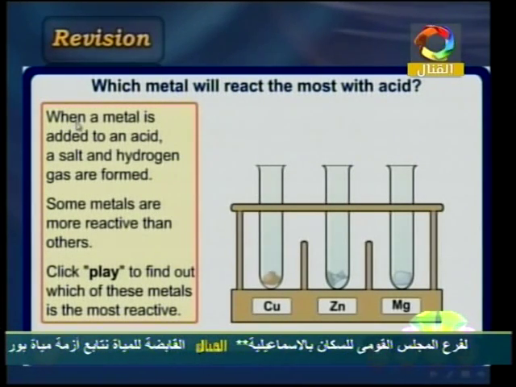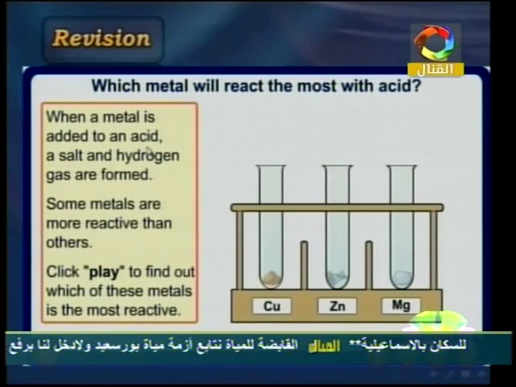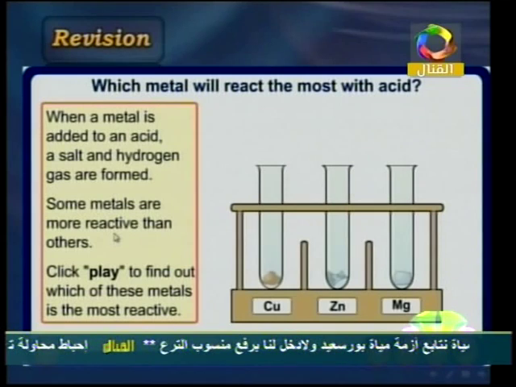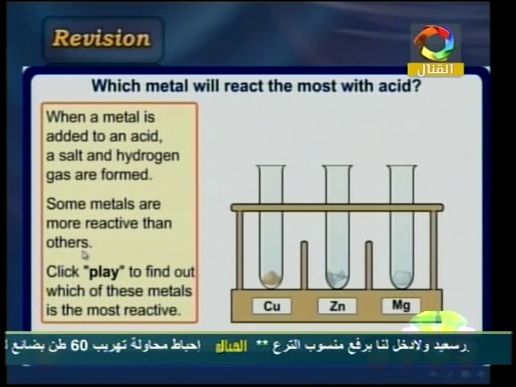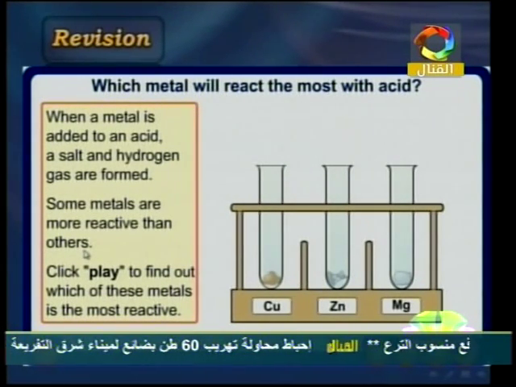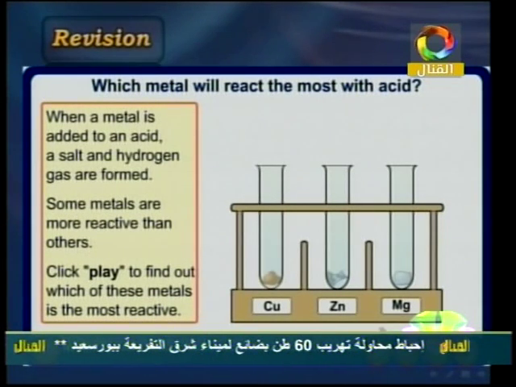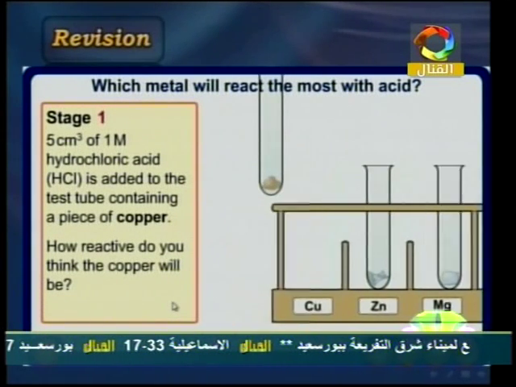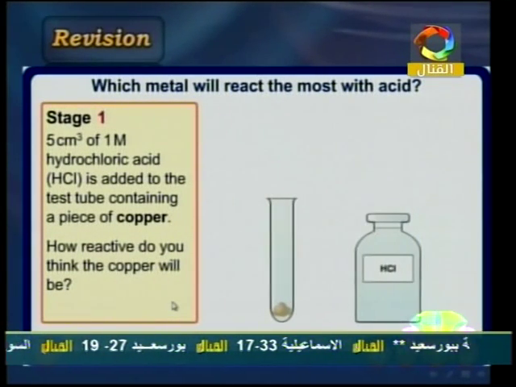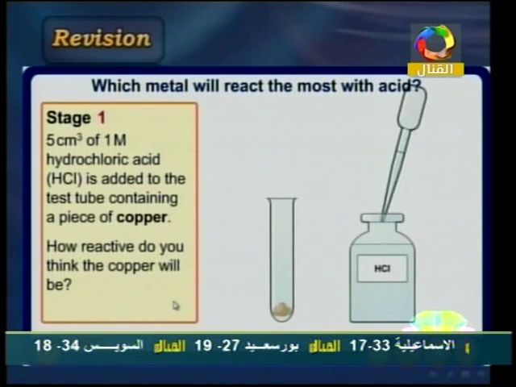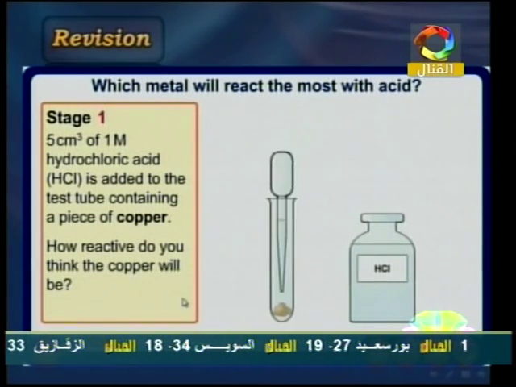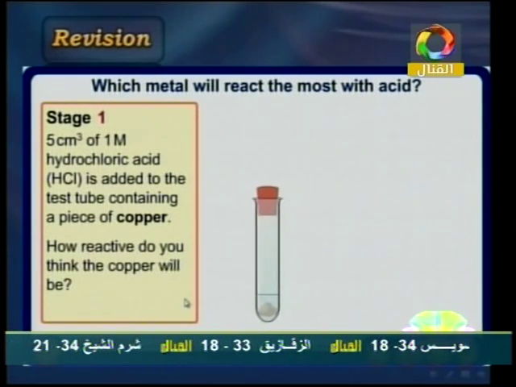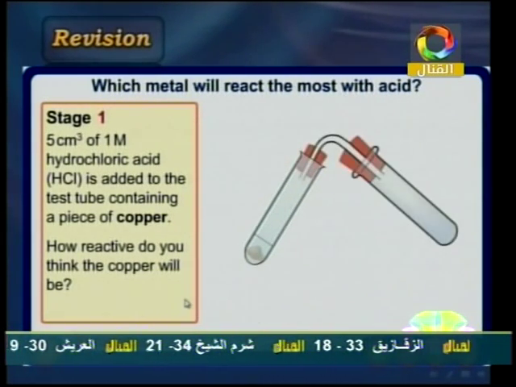Here we have: when a metal is added to an acid, a salt and hydrogen gas are formed. Some metals are more reactive than others. This is the rule of this experiment. So we have here, take the plate, stage number 1. If I get some amount of acid here, HCl, and put some of this acid on the copper. Copper here is a metal that has a golden color.